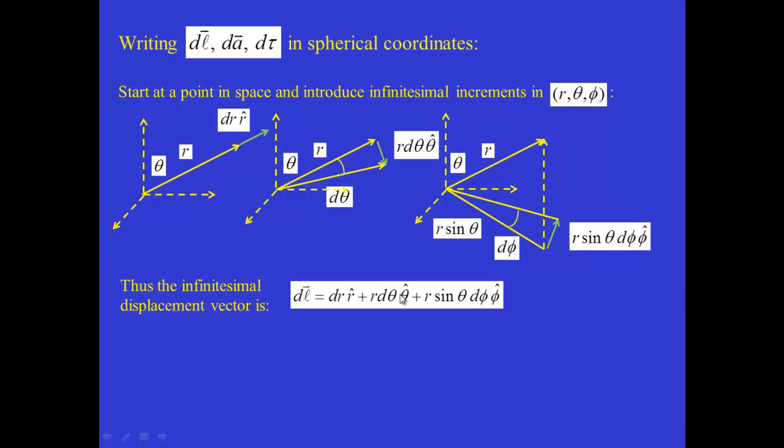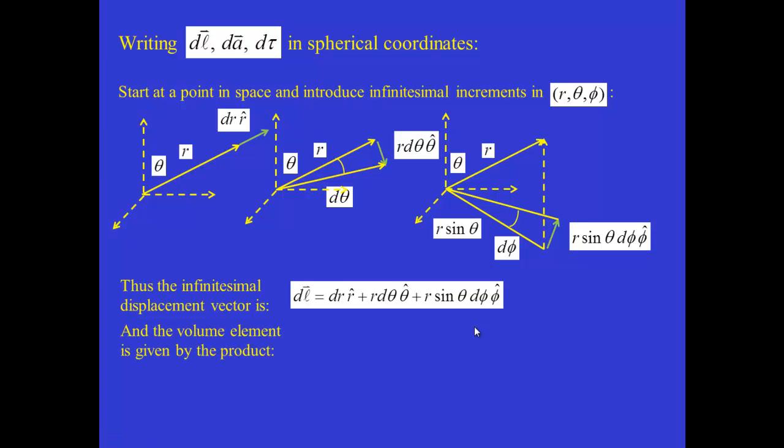By analogy to Cartesian coordinates, sometimes people think that this should simply be dr r hat plus d theta theta hat plus d phi phi hat. But spherical coordinates are a little bit more complicated, and it turns out that that's not quite right. So be careful. Don't make that assumption.